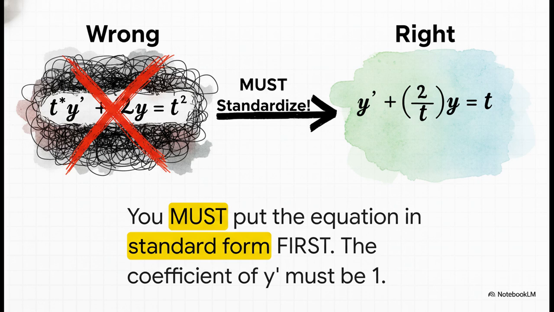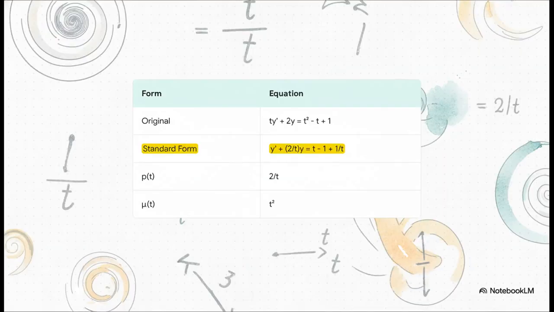This is hands down the single most common mistake. You absolutely, positively must put the equation in standard form before you do anything else. That means the coefficient of y prime has to be 1. To make that happen, we've got to divide the entire equation by whatever is sitting in front of it. So the very first, most critical step is to divide this entire equation by t. That gives us our true standard form.